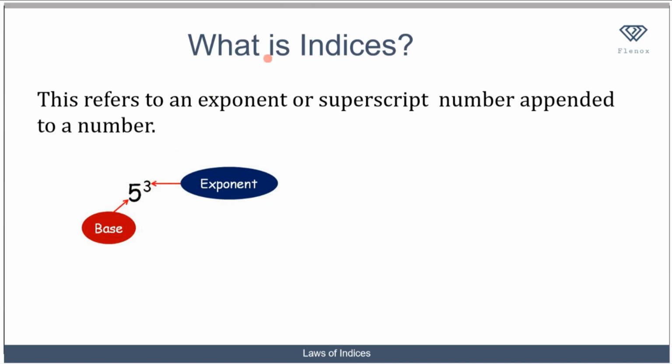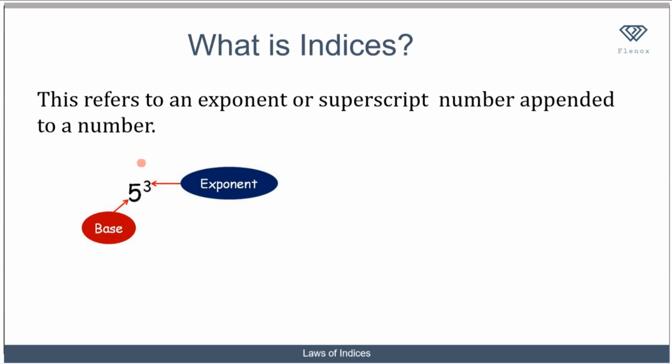And what does this tell us? Tells us that we should multiply 5 3 times. So in this form, the bigger number here is referred to as the base, while the smaller number up there is referred to as the exponent or power. So a number written in this form is written in indices form.